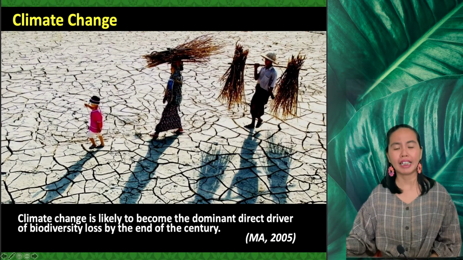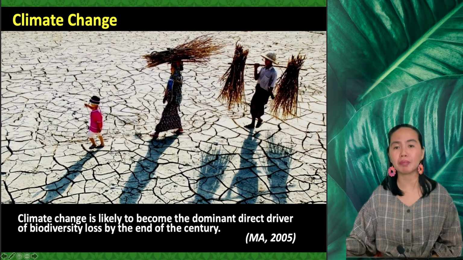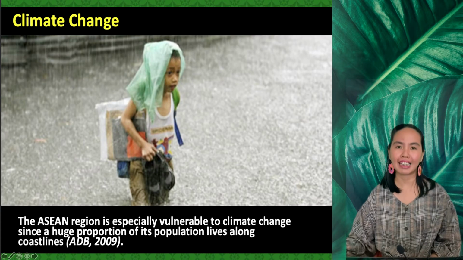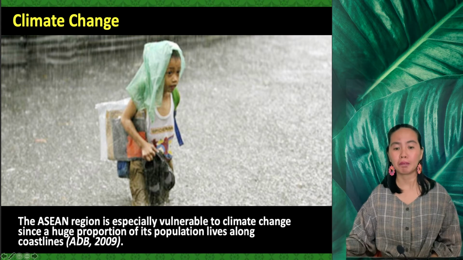Climate change. Climate change is likely to become the dominant direct driver of biodiversity loss by the end of the century. The Asian region is especially vulnerable to climate change, since a huge proportion of its population lives along coastlines.